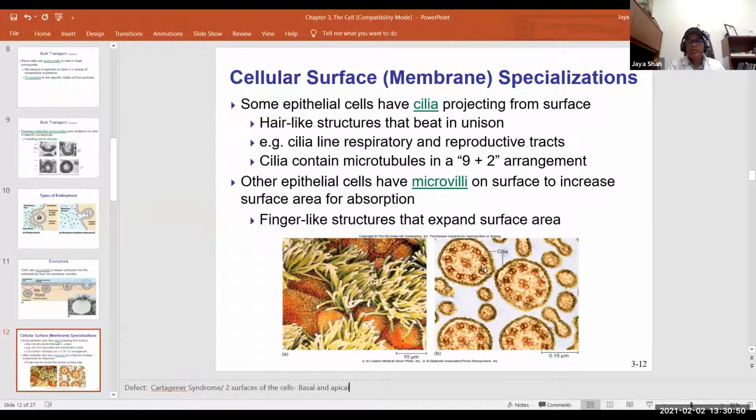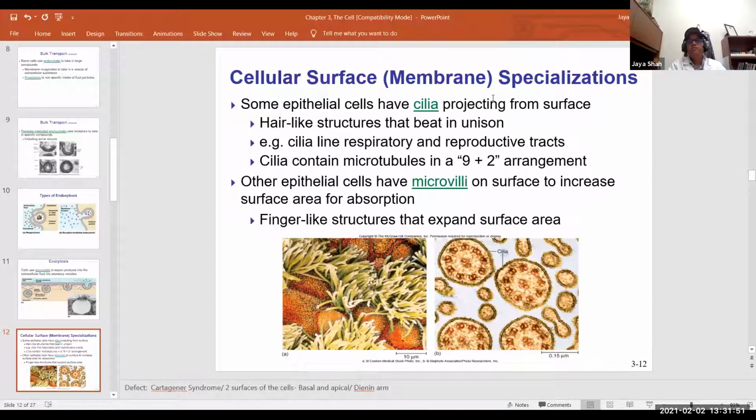And inside the plasma membrane, I told you earlier, there is cytoskeleton called microtubules. And microtubules are in a 9+2 arrangement. So there are duplets here of microtubules, duplets here, and they are 9. 1, 2, 3, 4, 5, 6, 7, 8, 9. And then in the center, there is another 2. So we say cilia contains microtubules in a 9+2 arrangement. Okay? And each duplet in the periphery is attached to the others by another protein that is called dynein arm. So these tubules are attached to each other by dynein arm.